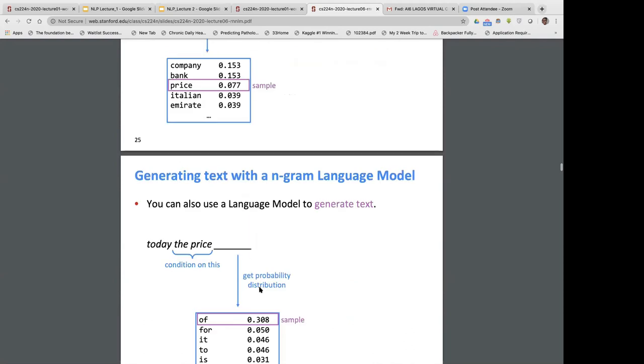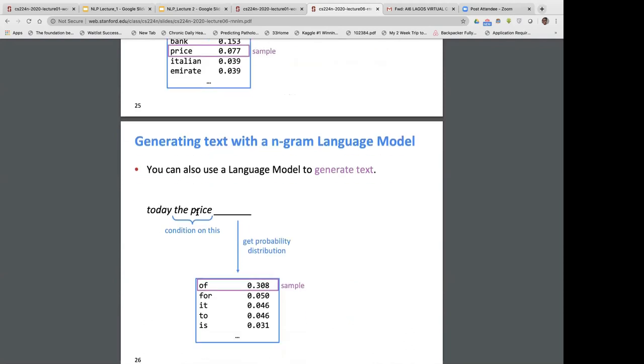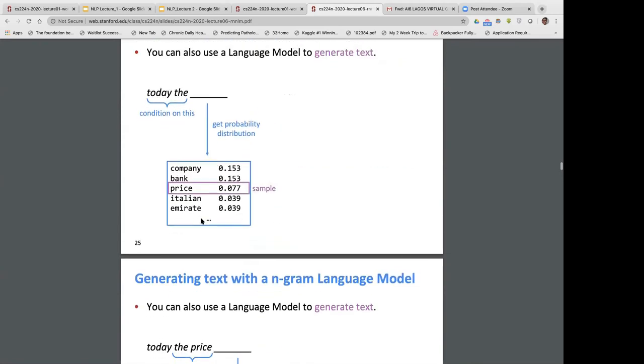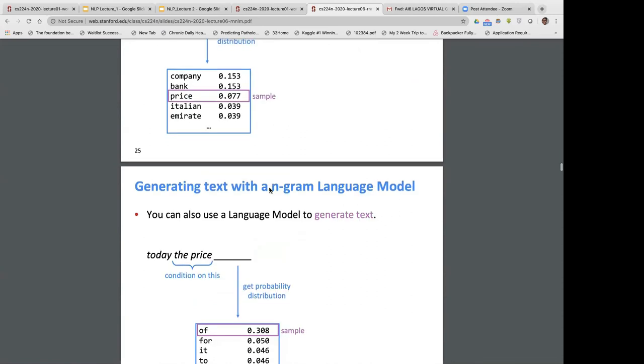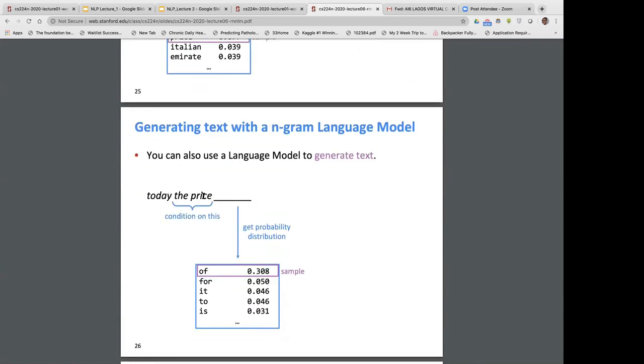Given that we've predicted "price", here we can say that we're using a 2-gram language model. So after predicting "price", we'll forget "today". We'll consider only "the" and "price", and we'll predict "of".